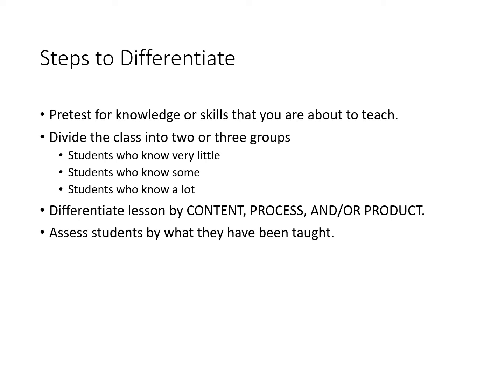So breaking the group, you're going to divide the class then into 2 or 3 groups. Those that are struggling, perhaps, those that basically know a little bit, but they can get it on their own, and then the advanced students who already know it. So students who know very little, students who know some more, and students who know a lot. And then you're going to differentiate the lesson by content, process, or product, which we'll get into soon, and then you're going to assess the student. That's it.